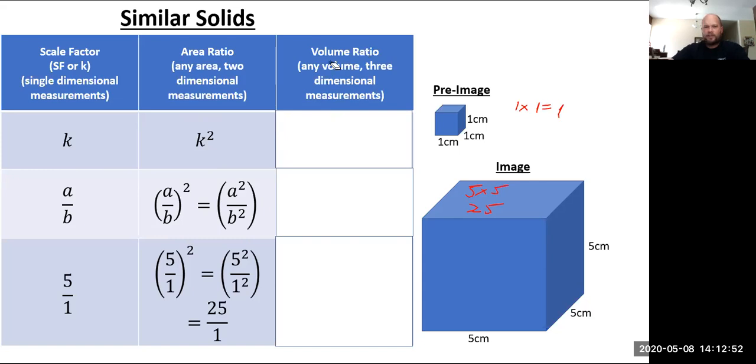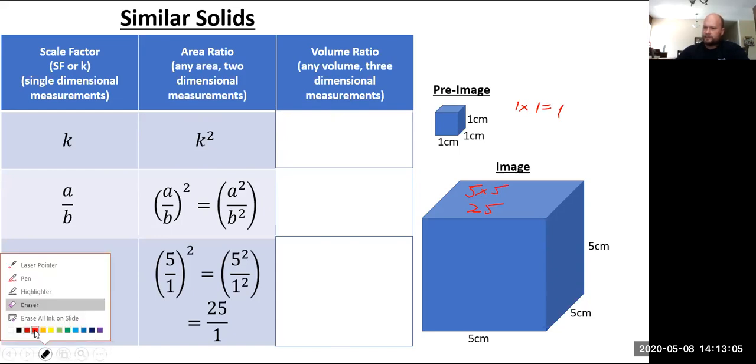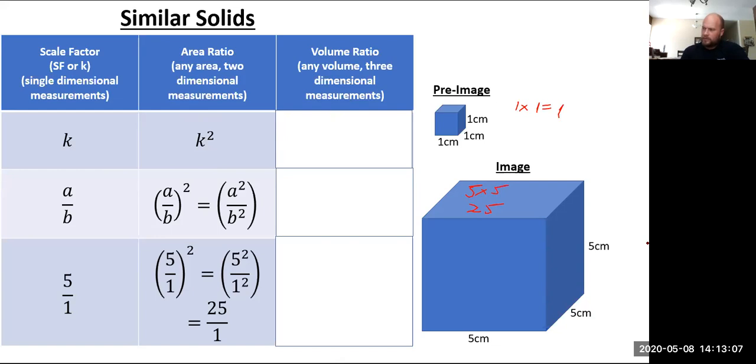The next thing that we need to talk about, though, is volume. If we went one more step here, and instead of just looking at one of the sides, we looked at the entire volume of this, well, then we'd be doing area of the base times the height. We found the area of the base, and the height here is 5. So we'd be taking base times height, so 25 times 5, which is 125. Again, we just found volume.